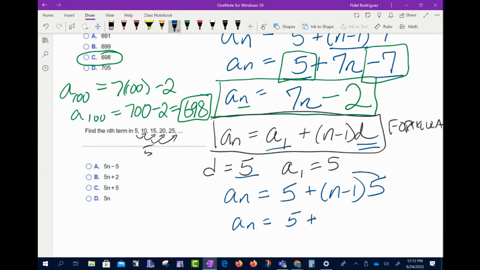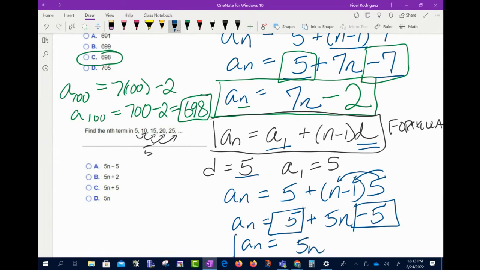All right, again, we're going to distribute one more time. So 5 times n is going to give me a 5n. 5 times a negative 1 is going to give me a minus 5. Now, if you recall, remember what I said. Think of a positive number as how much money you have, and a negative number is how much money you owe. So if I owe you $5 and I have $5, we are cool, and I'm still left with that 5n, right? So that gives me my general formula.